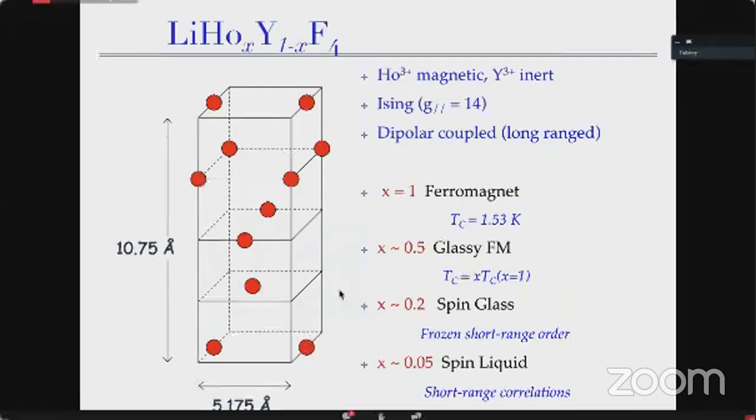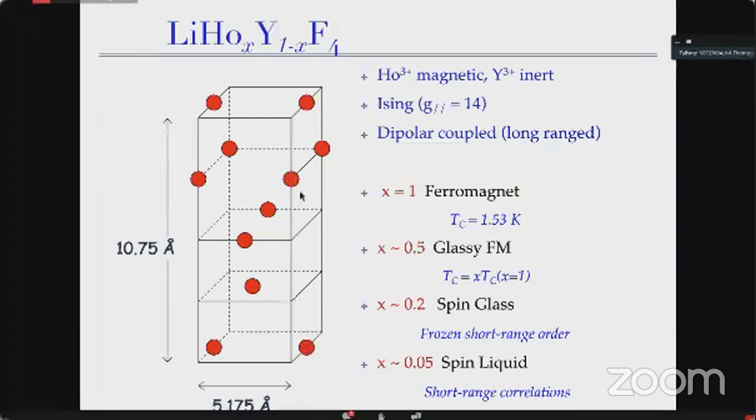So this is a less pretty picture of lithium holmium yttrium tetrafluoride, but it shows you the crystal structure. The crystal structure is a body-centered tetragonal system. The red dots, I've just shown you the magnetic sites. That's where the holmium, or substitutionally the yttrium, fits.